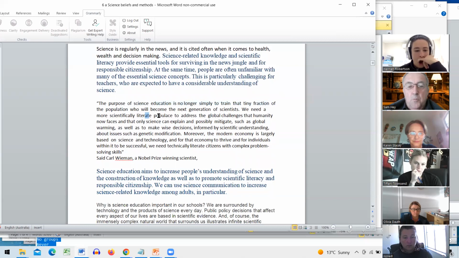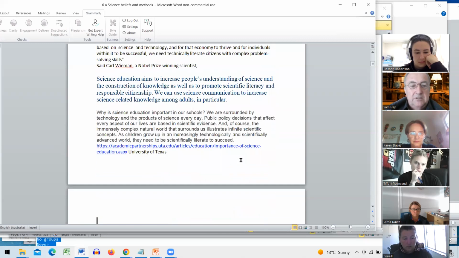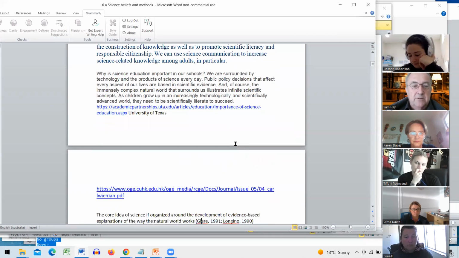We need all people to know some science in order that they might be able to do well, said Carl Wieman, a Nobel Prize winning scientist. So science education seeks to increase people's understanding of science and knowledge through these approaches in science.